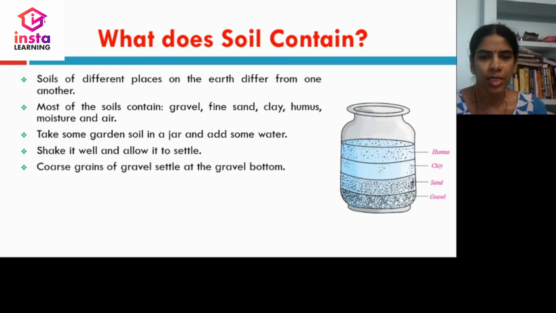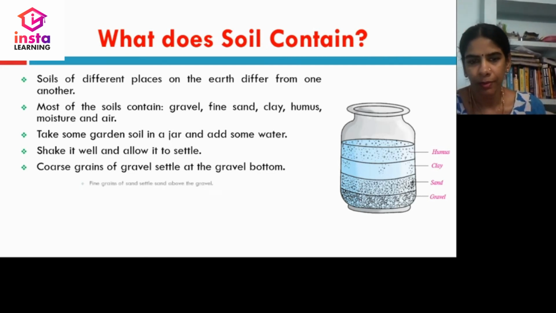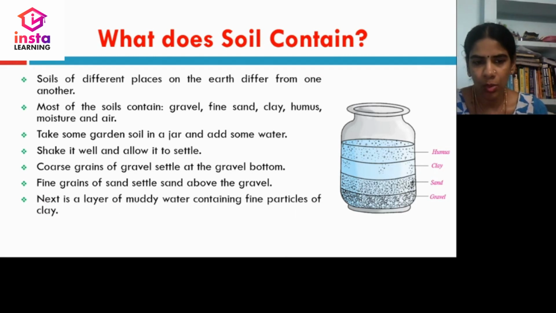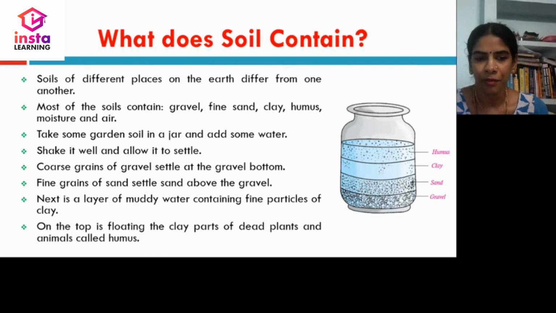What will you see? You will see a layer of coarse grains, gravel, settle at the bottom. Then fine grains of sand will settle above the gravel. Next layer will be the muddy water containing fine particles of clay. And finally, the dead parts of plants and animals, called humus, float above the clay. This is the composition of the soil. The soil contains gravel, sand, clay and humus.